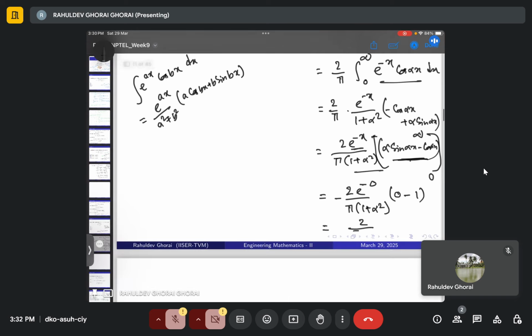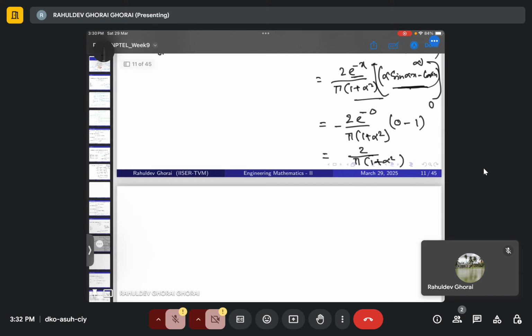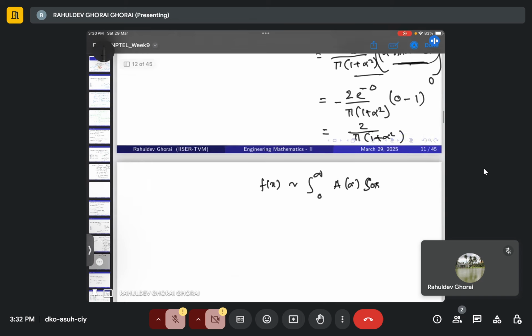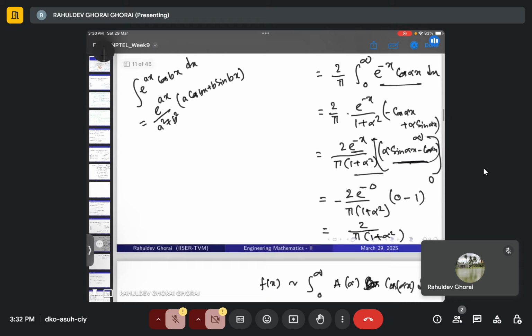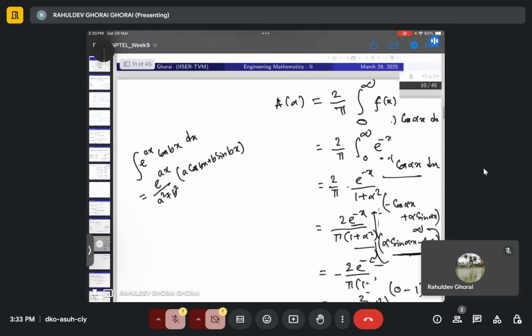So that is 2 over pi times 1 plus alpha square. Okay, so thus f(x), as we wrote, can be written as the integral from 0 to infinity of A(alpha) cos alpha x, sorry, A(alpha) times cos alpha x d alpha. Already we wrote that. So d alpha, that is equal to the integral from 0 to infinity of 2 over pi times 1 plus alpha square, cos alpha x d alpha.